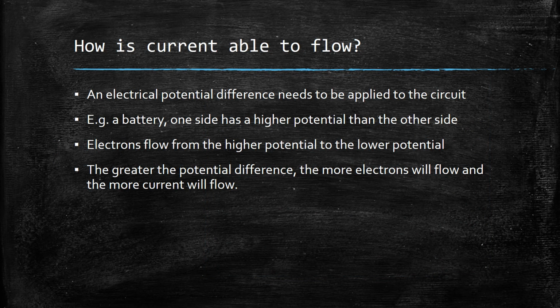To make current flow, there needs to be an electrical potential difference. This could be simply achieved by using a battery in a circuit, as one of the sides has a higher potential than the other side. This means electrons will flow from the higher potential to the lower potential and create current. The greater the potential difference, the more electrons will flow and the more current will flow.